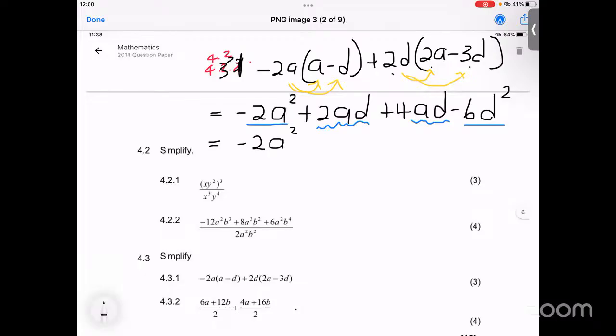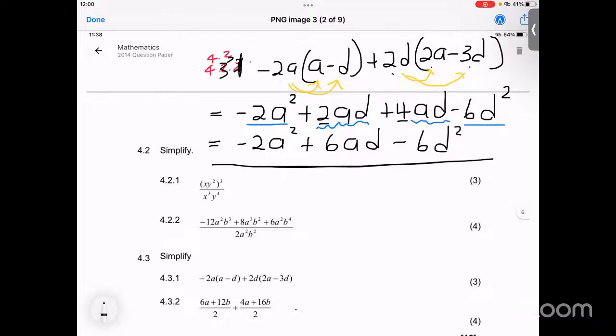So that means here it's like you're having 2AD and 4AD. Will it not be 6AD? It definitely has to be 6AD. And then anything else, you just rewrite it exactly as it is. And that should be the end of it.